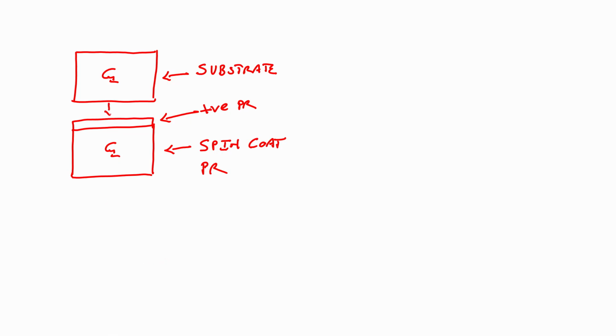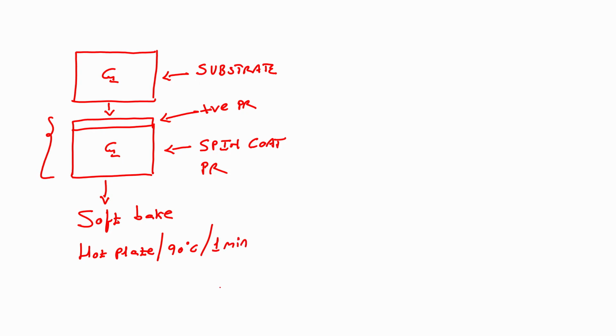Next step is to perform soft bake. This bake is similar to baking. Soft bake means you will load this wafer on a hot plate. The temperature of the hot plate is 90 degree centigrade and the time that the wafer is on the hot plate will be 1 minute. This is called soft baking. This much is easy. Next step, after this we have to load the mask.